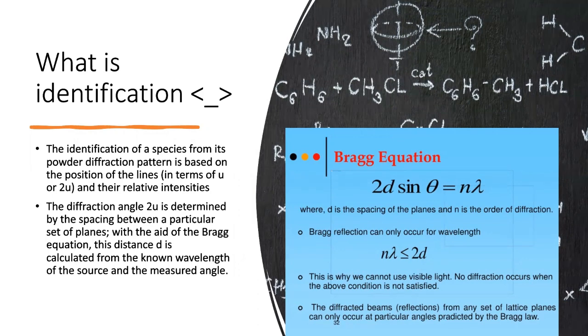If you need to review the Bragg equation, we've got 2d sin θ = nλ, where d is the spacing between the planes, n is the order of diffraction, and we can also only have Bragg reflection when nλ is less than or equal to 2 times the distance, or the spacings in between the planes. You can't use visible light, that's just too big. So you've got to use x-rays.